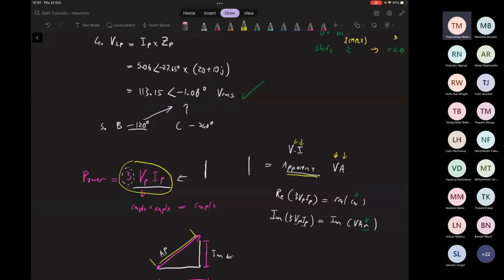Let me just double check if there's anything useful I can give to you guys. Let me just look at my notes quick. Is there anything that I've forgotten? Are you guys finding this all right?